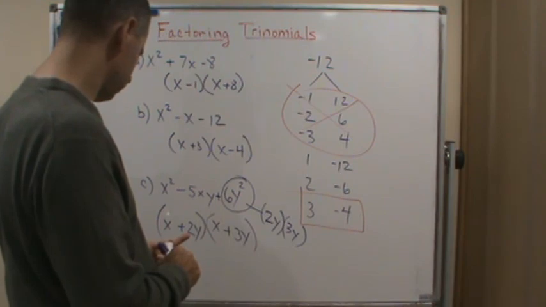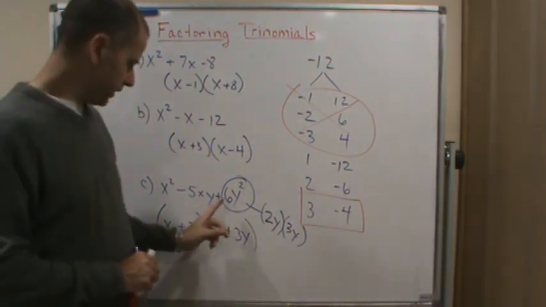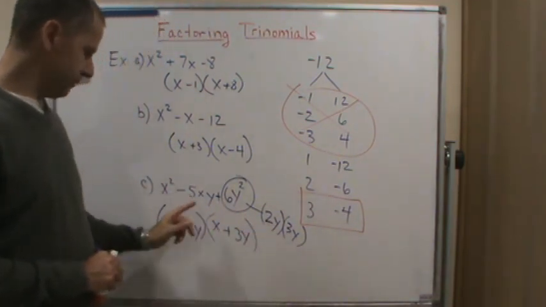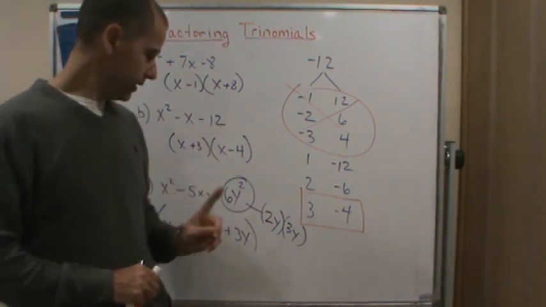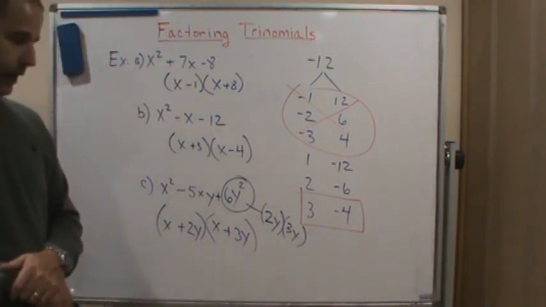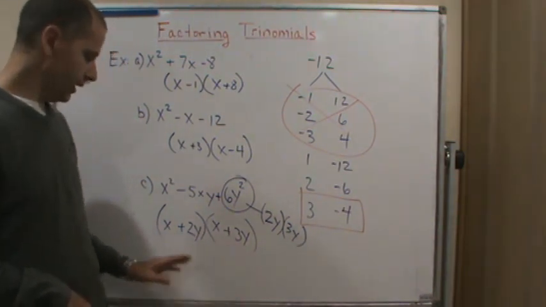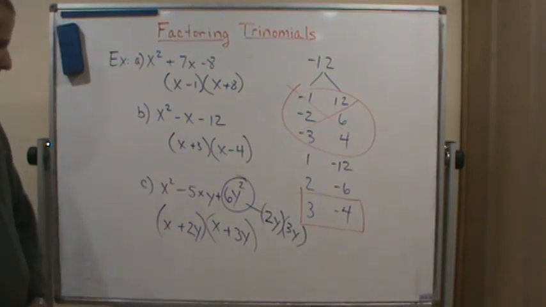That's right, because if you add the 2 and the 3, you get the 5. The only difference from the other ones is that we have a y squared here, and that's where the y and the y have to go. Again, FOIL this out to verify and prove it to yourself that this works. So it even works with situations like this.